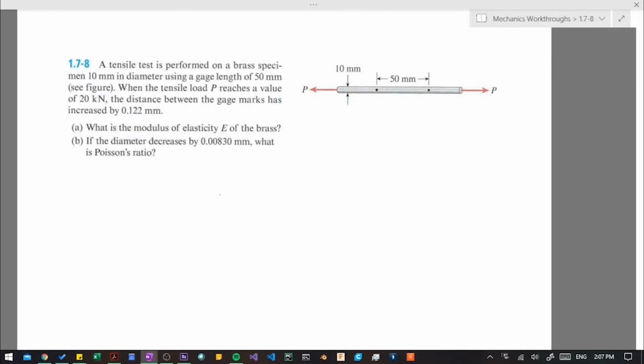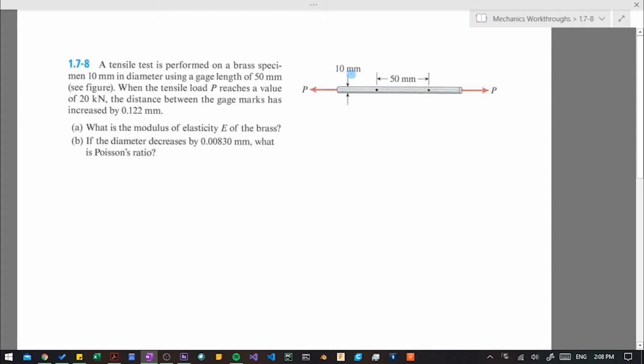This is example 1.7-8. A tensile test is performed on a brass specimen 10 millimeters in diameter using a gage length of 50 millimeters. When the tensile load P reaches a value of 20 kilonewtons, the distance between the gage marks has increased by 0.122 millimeters. What is the modulus of elasticity E of the brass? And if the diameter decreases by 0.0083 millimeters, what is Poisson's ratio?